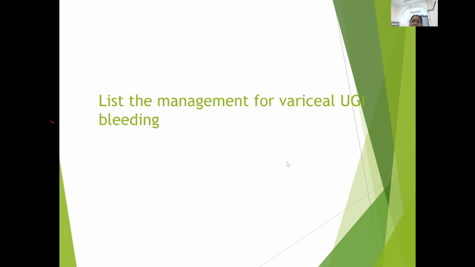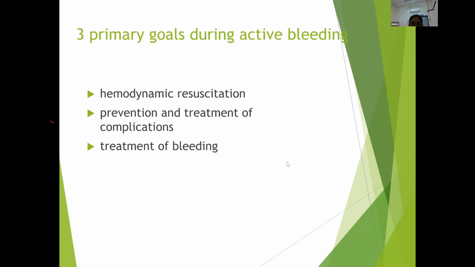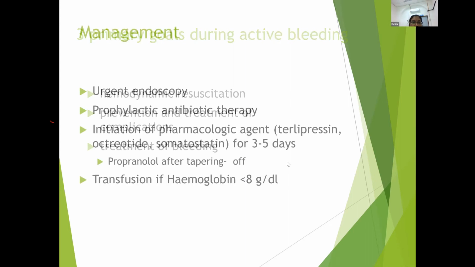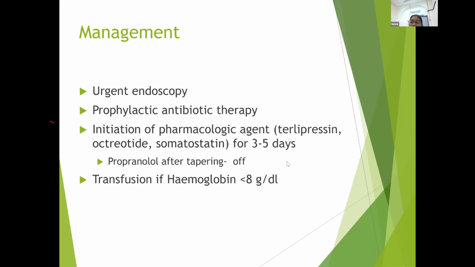So what is the management of variceal upper GI bleeding? Of course, we refer to surgical, but as the medical side, we can manage the patient before the surgical team takes over the patient. So basically our part is the hemodynamic stabilization of the patient. So we do the resuscitation, and then we try to prevent and treat complications as well. And the treatment of bleeding is solely done by the surgical team, by the scope. If a gastro unit is available in the hospital, then the case will be handled by the gastro unit.